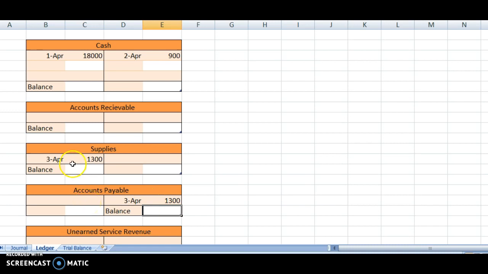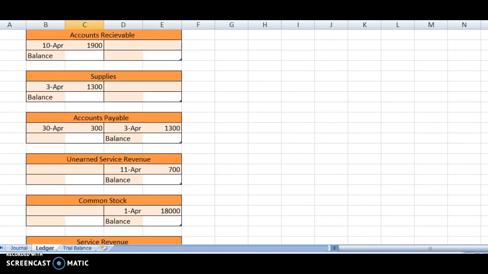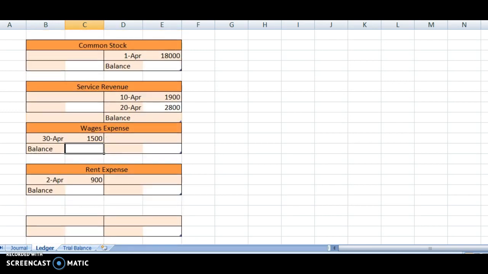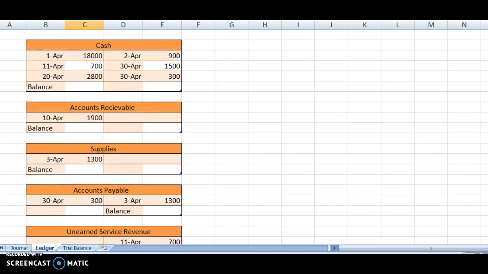It's pretty simple. You do the debits first, and then you go down and you do the credits. So I've now transferred everything from the journal over to the ledger. As you can see, you have each transaction in there. So now what we are going to do is find the balance of each of our accounts. So basically, it's pretty simple. And the reason we want to do this is because it shows us if our company is doing well.